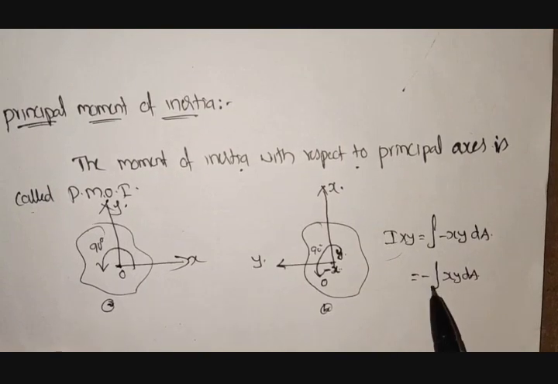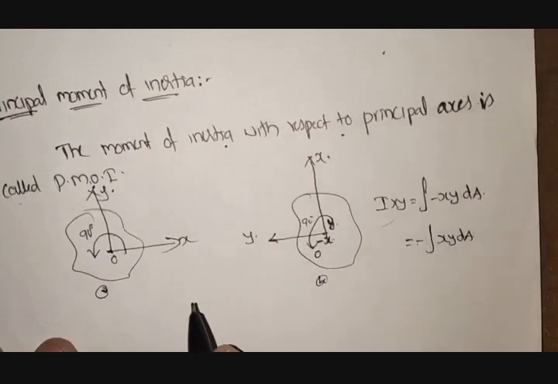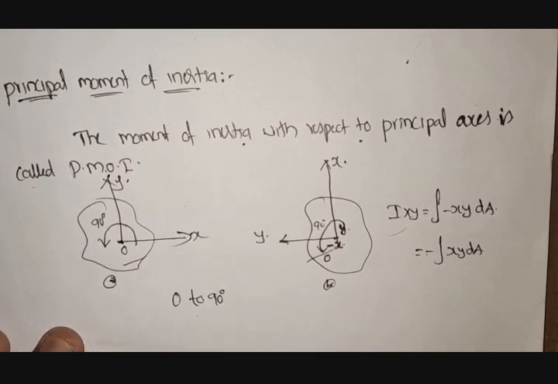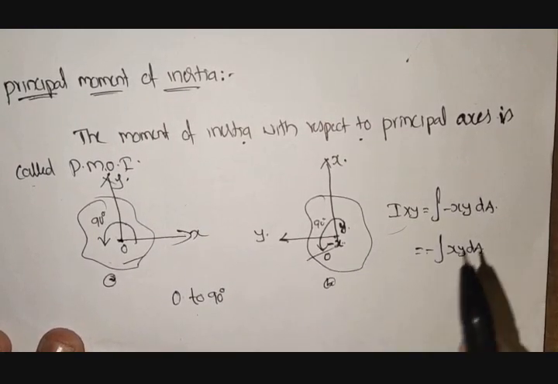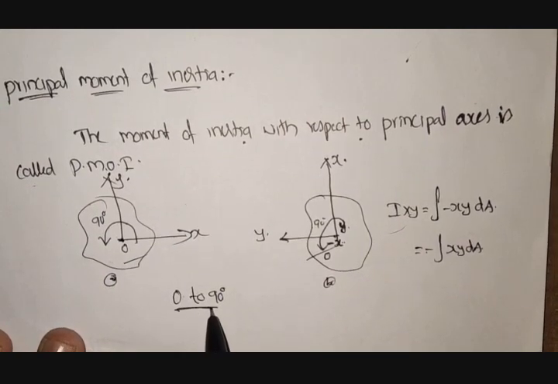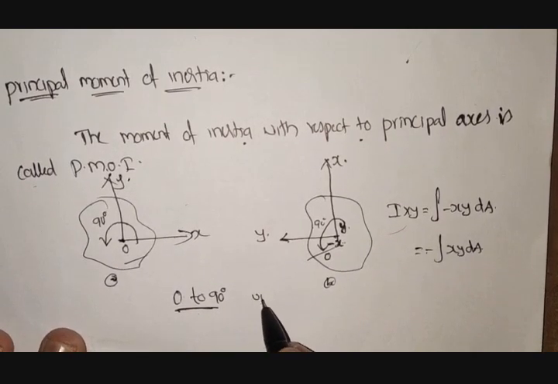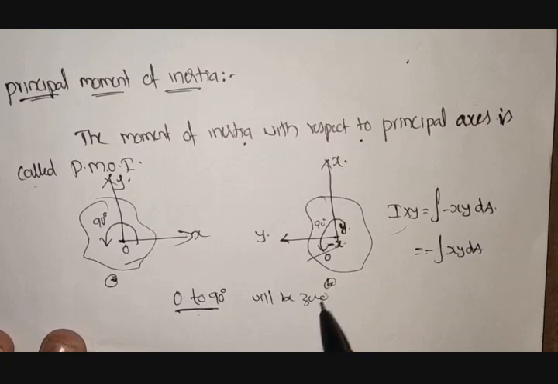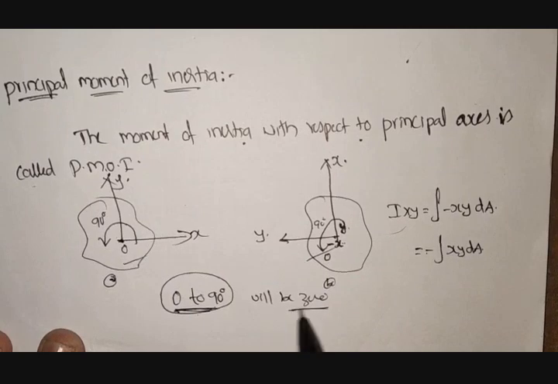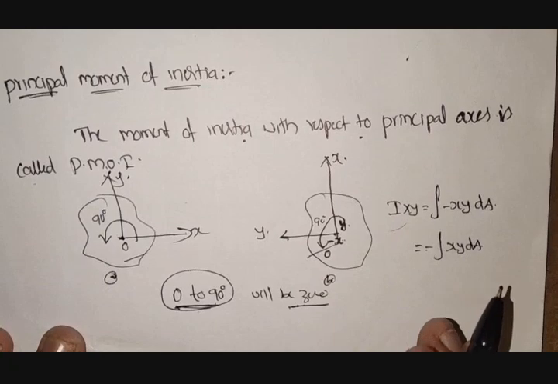It has come from plus to minus xy into dA. So at the section of 0 to 90 degrees, when it is going to rotate, at some condition, at any one angle between 0 to 90 degrees, the product of inertia will become 0. So that is known as principal axis.